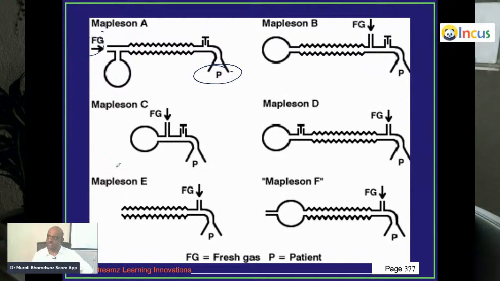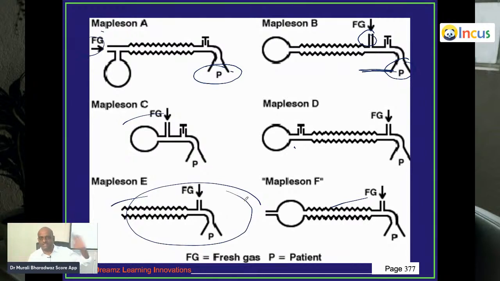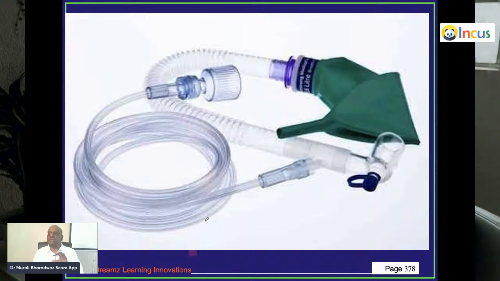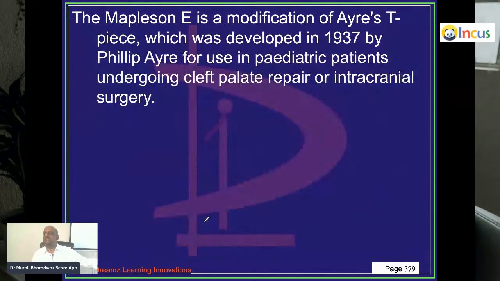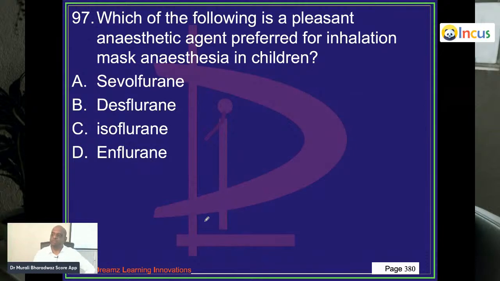Yeah, please go fast. So Mapleson A, Mapleson B means fresh gas and patient are closer. So Mapleson D, E, F, once more, while discussing anesthesia, anyway, we will discuss in detail. So Mapleson E, fresh gas comes here, patient is here, very short. So Ayre's T-piece is a Mapleson E system, is what you need to remember.